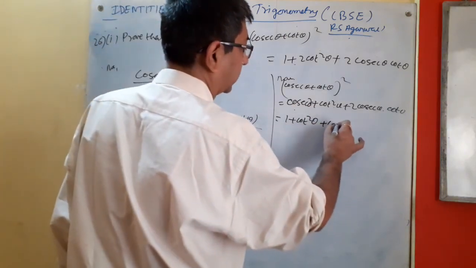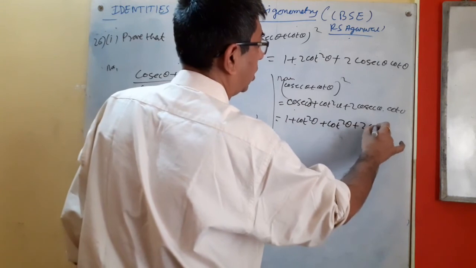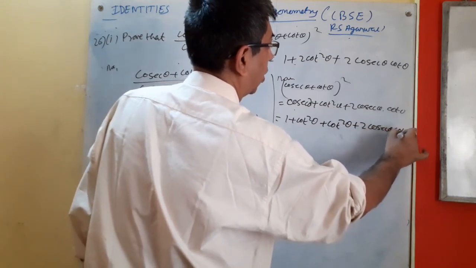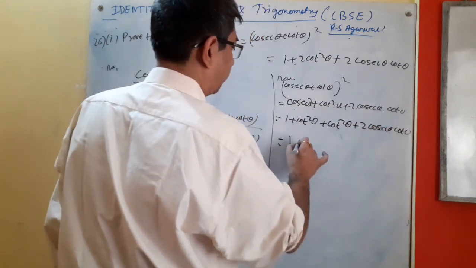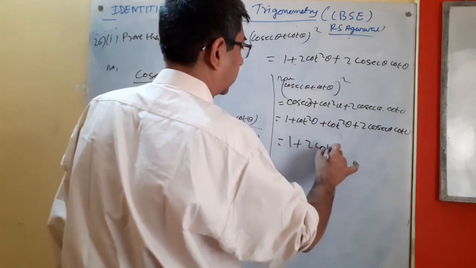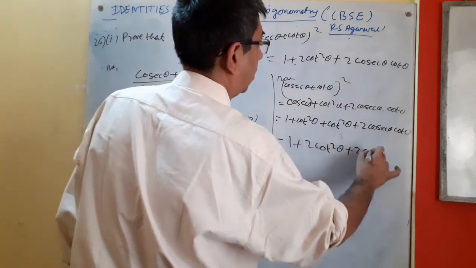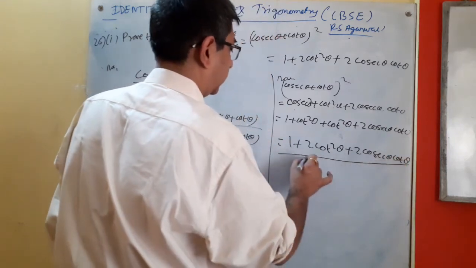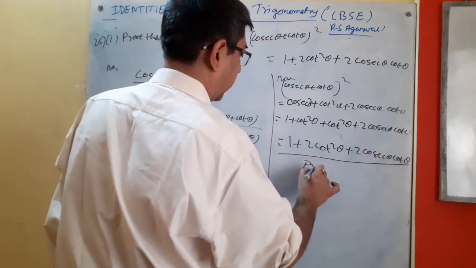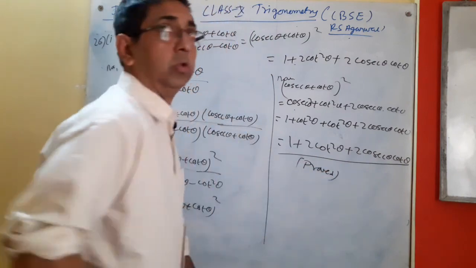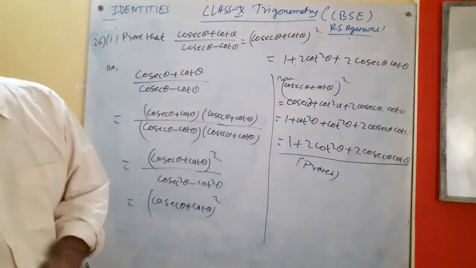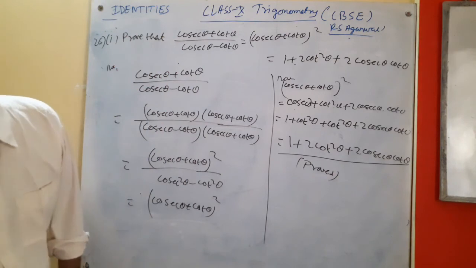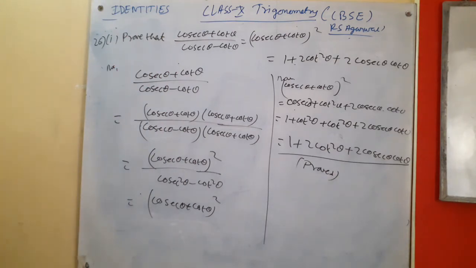This is cot square theta. This is 2 cosec theta cot theta. So 1 plus 2 cot square theta plus 2 cosec theta cot theta. Right? This is the answer. Proved. So student, this type of problem often comes in the exam. Be careful while handling this type of problem. Okay. Thank you.